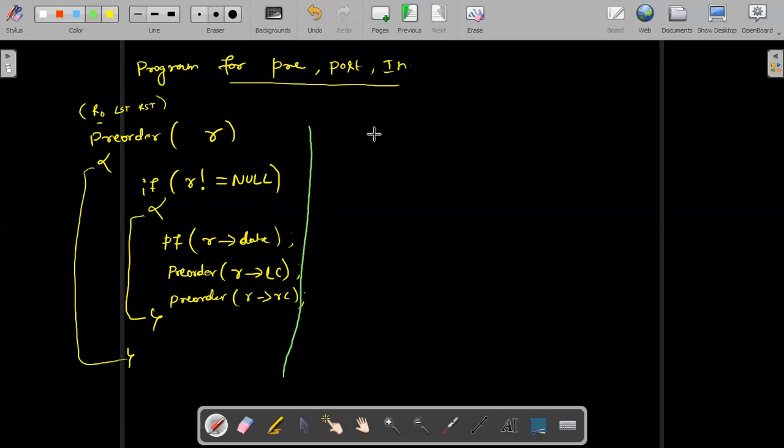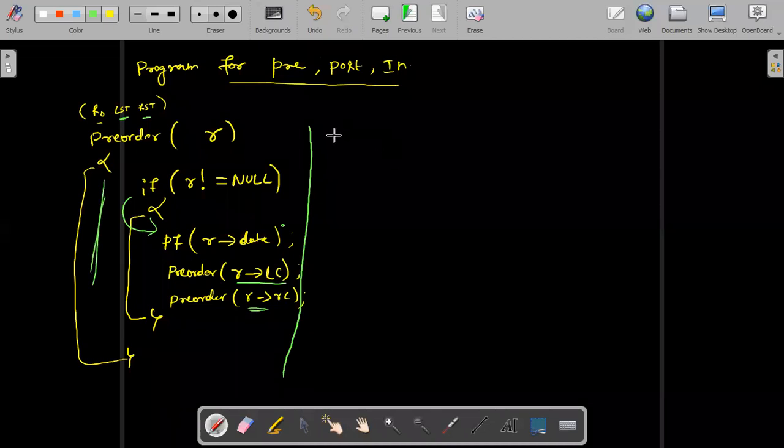Okay, fine. Again, I will write for pre-order. If R is not equal to null, you will go inside and print the root node. After that, we will do the recursion here. The R left child, you will visit, that is the left subtree. After finishing this, we will visit the right subtree. This is exactly the program. Okay.